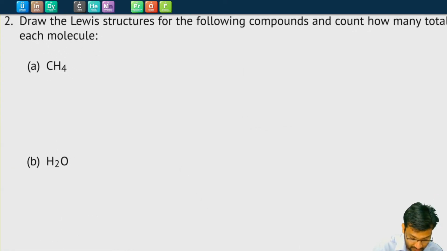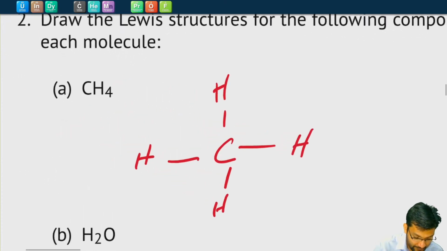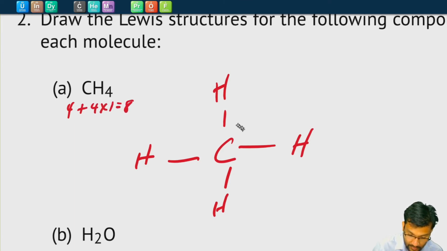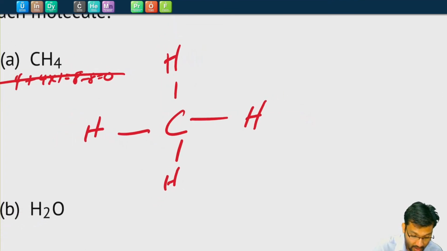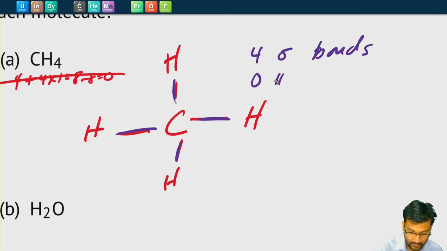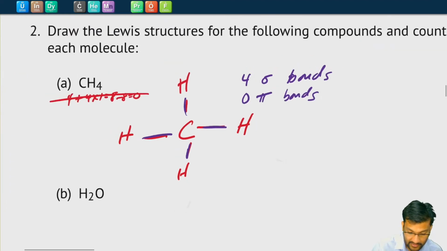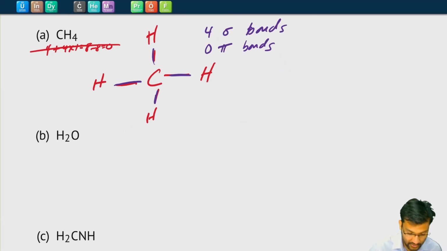Okay, let's draw the Lewis structure for methane, sorry. We have carbon, and we know hydrogens are terminal, so we put them at the ends, kind of like this. How many valence electrons do we have? Well, we have 4 from the carbon, and we have 1 from each of the hydrogens, so it's 4 plus 4 times 1, we get 8. But we already have 8 electrons in the bonds, so we have 0 left over, so we don't have any lone pairs anywhere. Okay, how many sigma bonds? 1, 2, 3, 4 sigma bonds, and 0 pi bonds, because there's no double or triple bonds here. As soon as you don't see any double or triple bonds, you know you don't have any pi bonds.